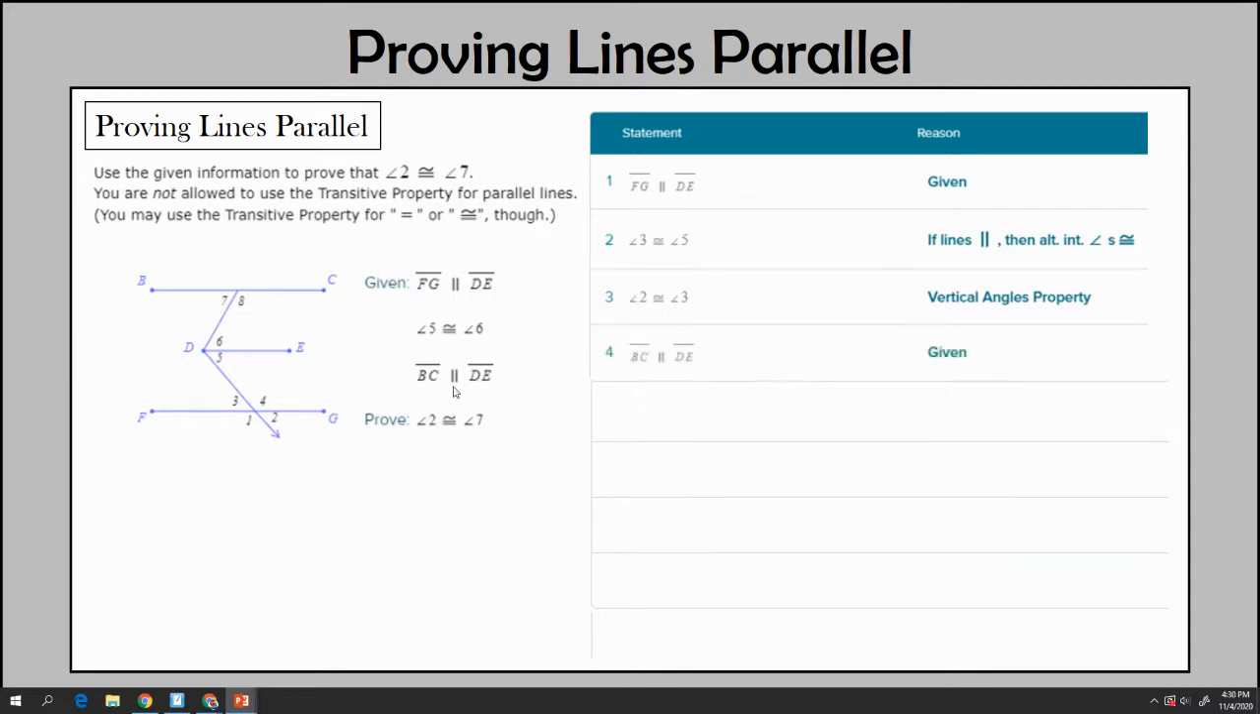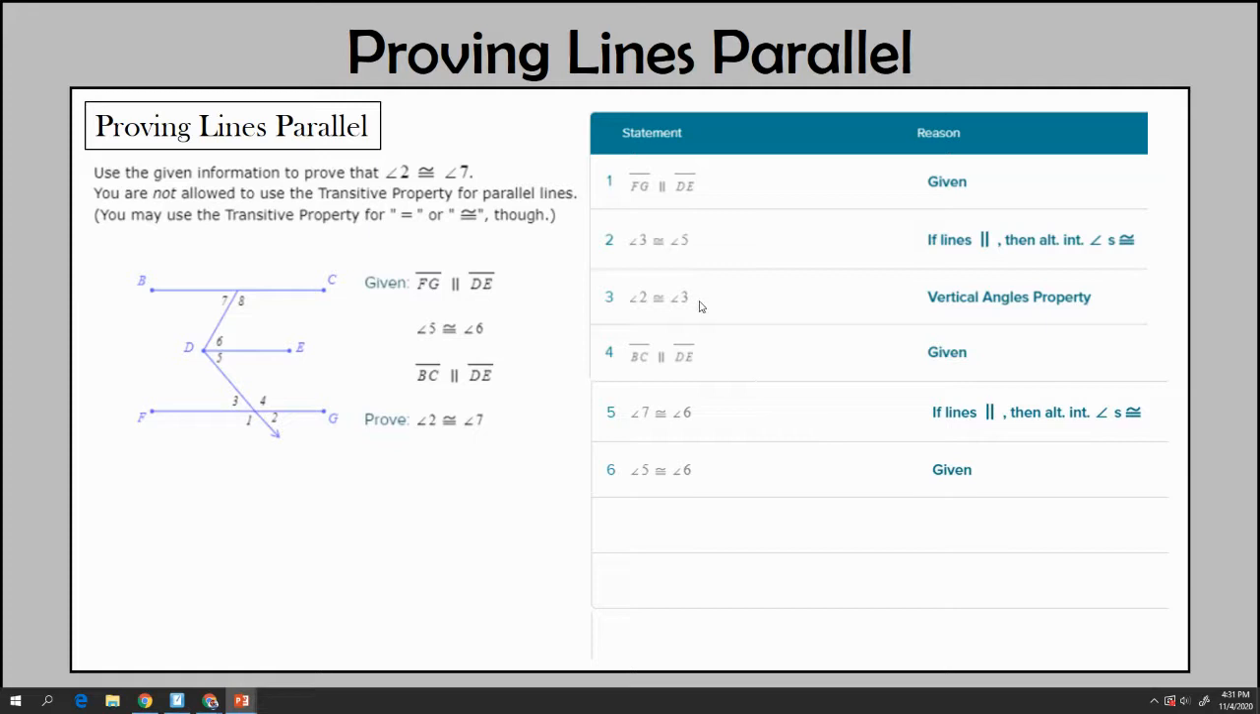Okay, going to enter in my next given that BC is parallel to DE. So BC parallel to DE. What conclusion do we get there? Well, 7 and 6 are alternate interior angles. So lines are parallel, alternate interior angles are congruent. My last given that 5 is congruent to 6. Now that allows me to set up all my transitives here.